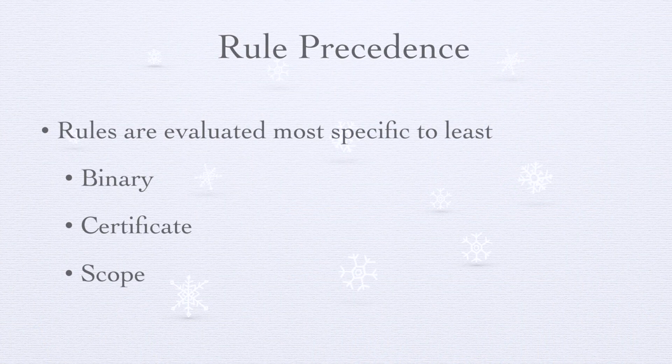Rule precedence, I mentioned this earlier. If you have a specific rule, it's going to take precedence over the least specific rule. So a binary based rule based on the hash of a binary is going to take precedence over a certificate based rule. So if I have a blacklist against all Microsoft Office programs, but I have a whitelist rule for the Microsoft Word binary, that Word binary will be allowed to run. No other Office application would be allowed to run because the binary has precedence over a certificate rule.